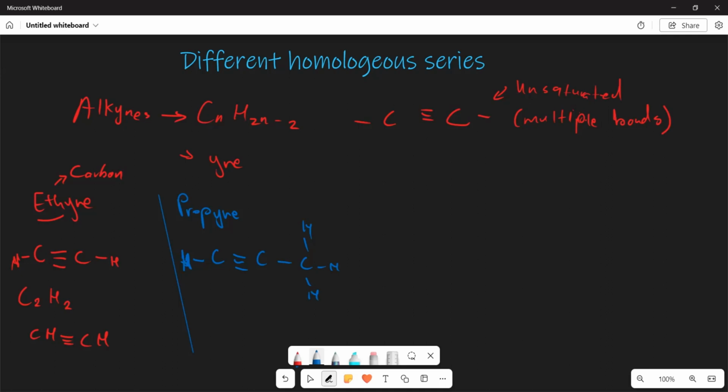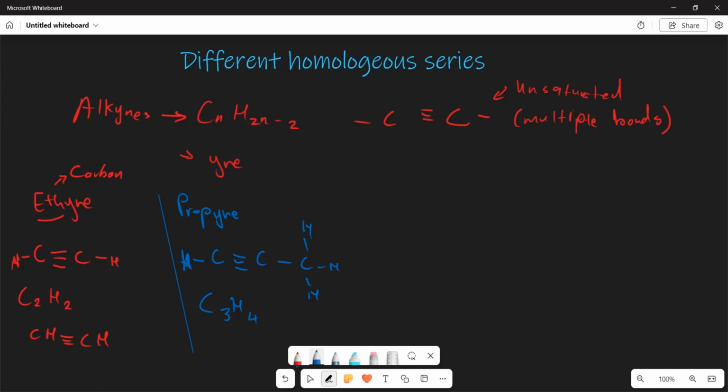Now, if I say please find out the general formula, the general formula here is going to be given by what? This is C3. This is going to be H. How many hydrogens are you having here? You are definitely having 4 hydrogens.